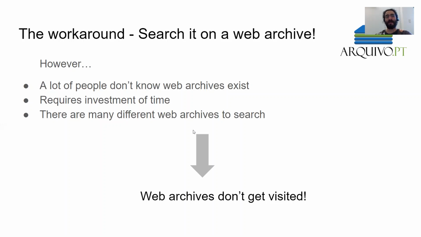Additionally, there are many web archives we could search. We might not find it on our favorite web archive when it's available elsewhere. So what's the result? Web archives don't get visited. Maybe this process could be automated.